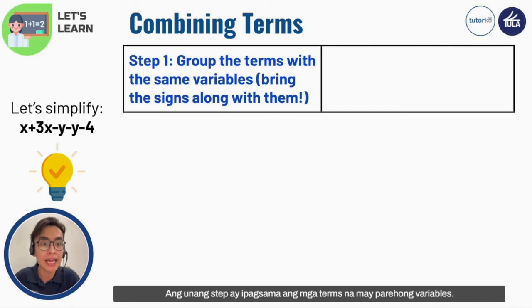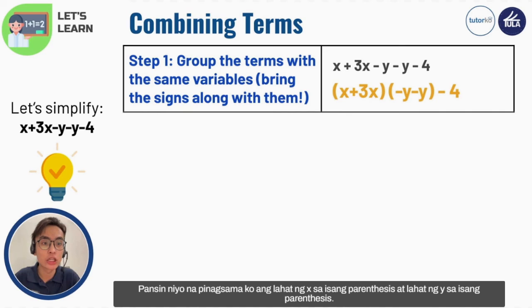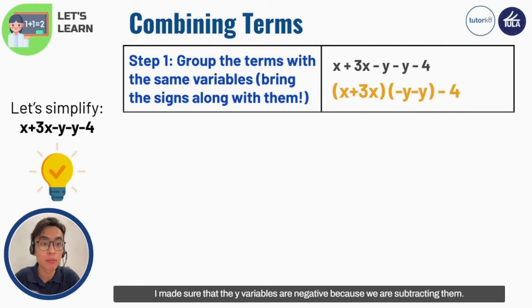Ang unang step ay ipagsama ang mga terms na may parehong variables. Don't forget to include the sign so we know if it's positive or negative. Pansinin nyo na pinagsama ko ang lahat ng x sa isang parenthesis at lahat ng y sa isang parenthesis. I made sure that the y variables are negative because we are subtracting them. Mag-isa rin ang constant natin na 4 sa dulo ng equation.